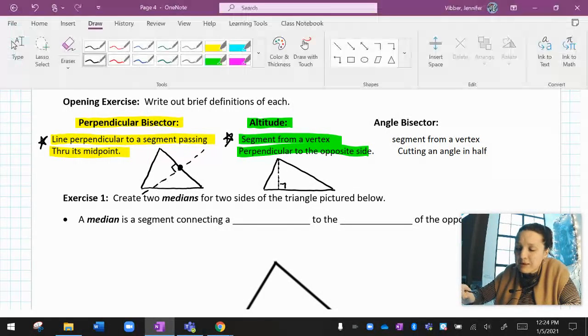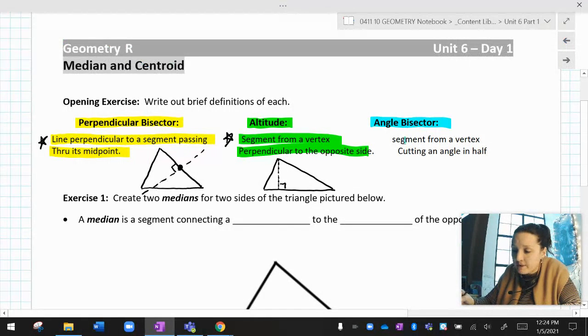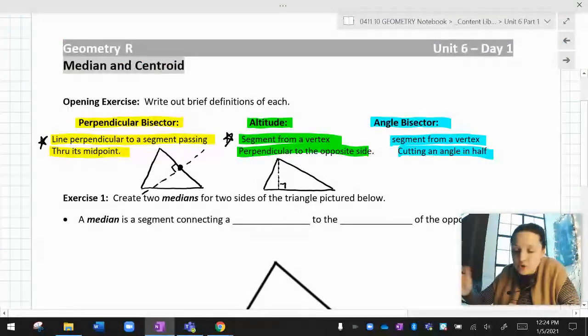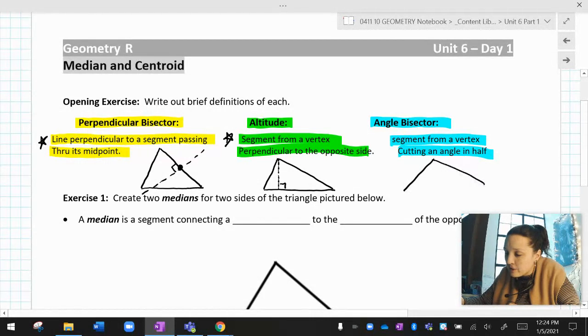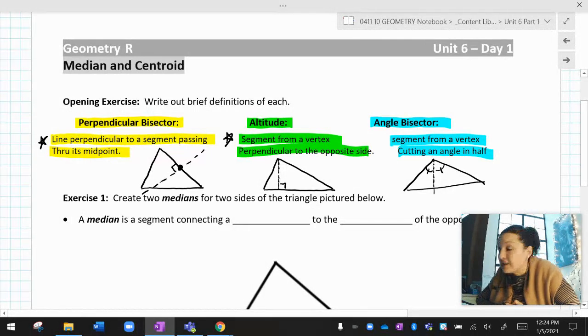And then last but not least, we have the angle bisector, which is hopefully the easiest one. Angle bisector, again, has to start at a vertex, and it has to cut an angle in half. So if I wanted an angle bisector, that would be something like this, where this thing is congruent to that thing. It does not need to cut the side in half. It doesn't have to be perpendicular to a side. It just comes out of an angle and cuts that angle in half.